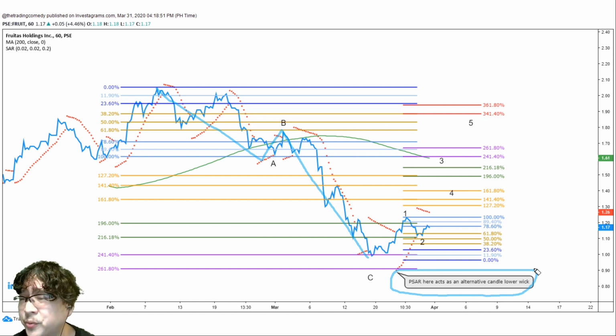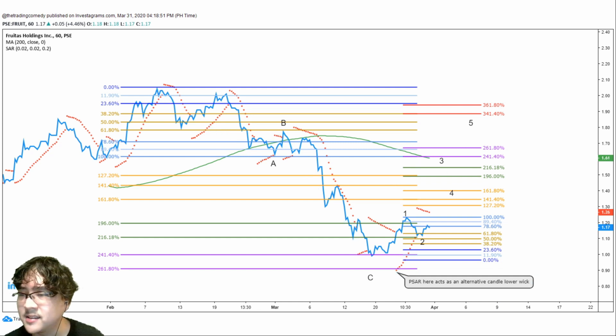alternative candle lower wick. So this is also the same reason why I stick to this template, because bukod sa mas malinis siya, it's less noise. You get to focus on execution. Okay? If you don't want to believe me na ito ay isang alternative lower wick, we could see what the candlestick view looks like, and you'll be surprised.